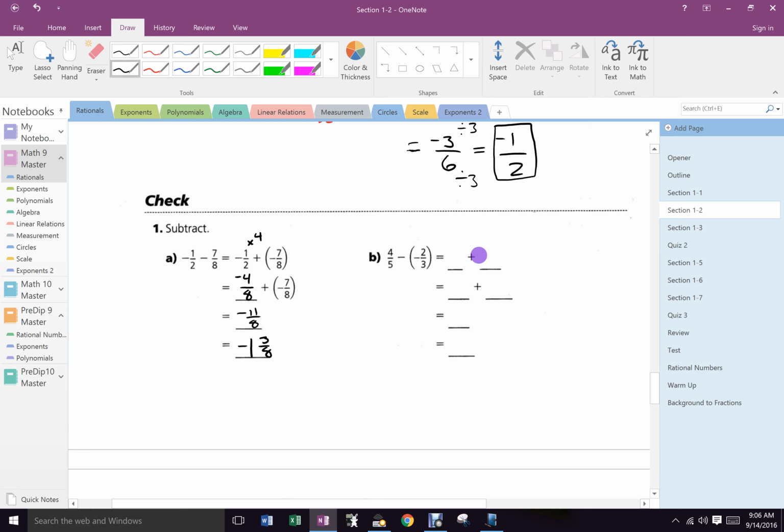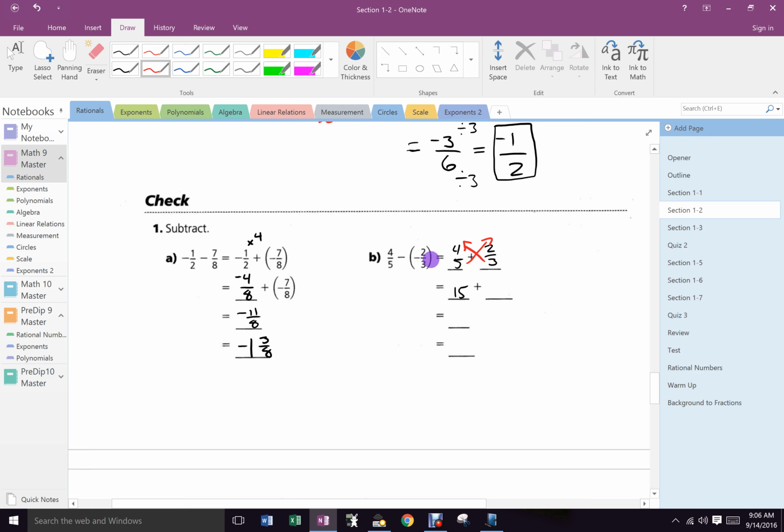So what's this become? 4 over 5 minus a minus. What does it become? You add the opposite, so it becomes plus 2/3. Now we're in business, right? Do 5 and 3 work together? No. So what's the common denominator? 15. So this guy had to be 15, so he was times what? 3. Remember, the 3 goes up there, the 5 goes up there.